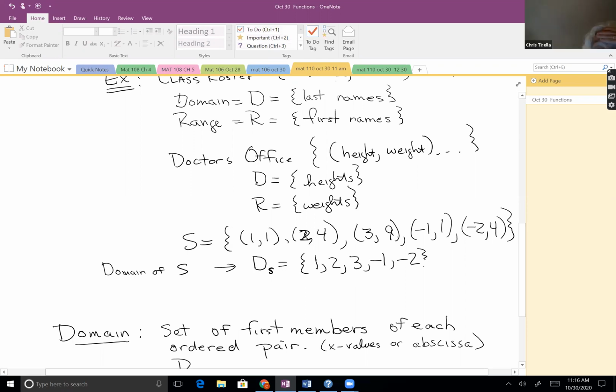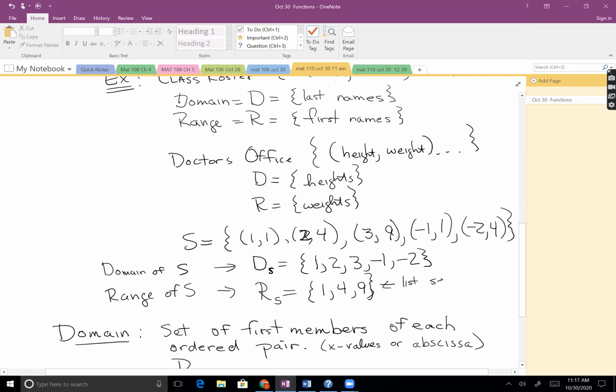Beautiful. And so for the range of S, I would refer to that as R sub S, the range of S. Now if I look at the y values, what do I have? 1, 4, 9, and 1 and 4. But you know what? When I list a set, I don't repeat values. One's in that set already. So you do not repeat values.